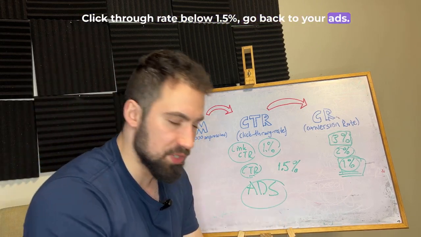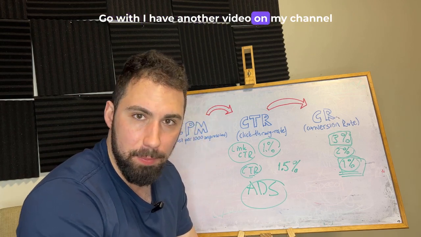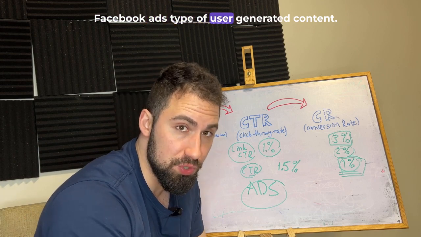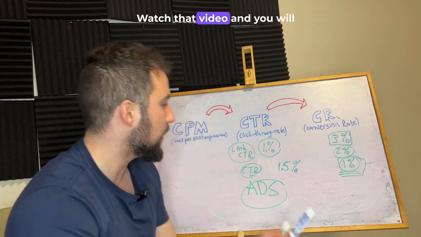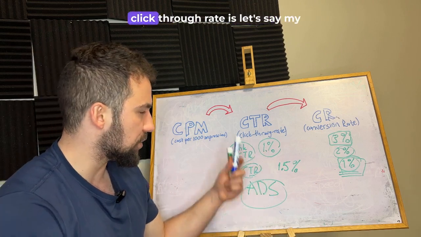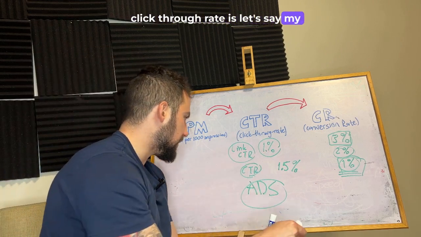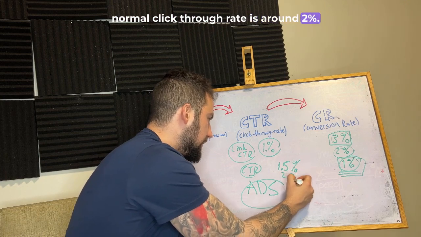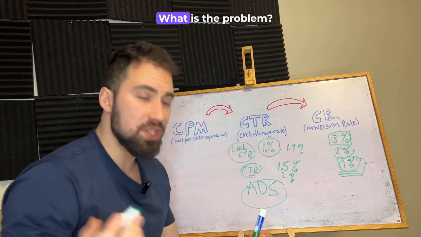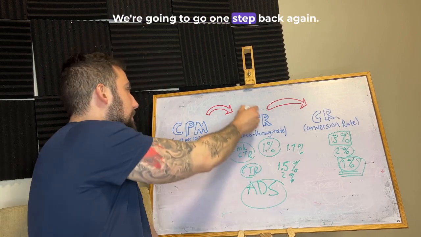Go back to your ads. I have another video on my channel as well, about a different type of ad creatives on Facebook ads, a type of user-generated content. Watch that video and you will improve your click-through rate. You might be saying, Jim, my normal click-through rate is around 2%, and my link click-through rate is, let's say, 1.1%. What is the problem? We're going to go one step back again.